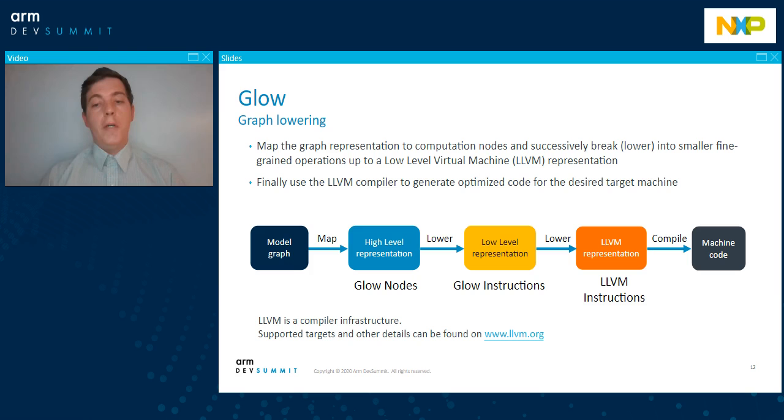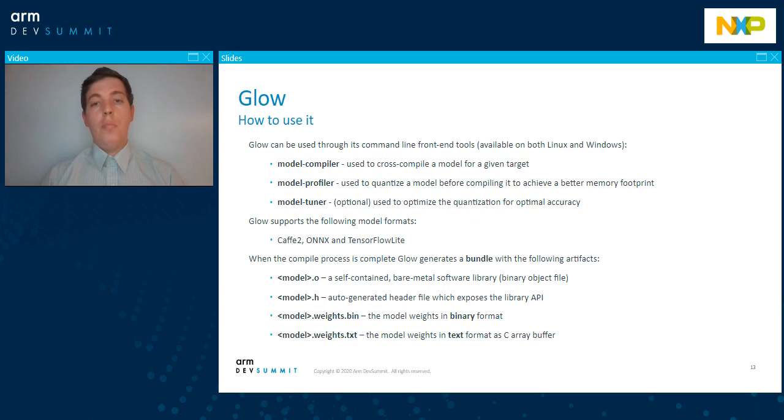Next, a couple of words about how to use basically this technology. So the Glow compiler technology can be used through command line front-end tools, which are available for both the Linux and the Windows environment. We have the so-called model compiler utility, which is used to cross-compile a model for a given target device. Next is the model profiler, which is used to quantize the model before compiling it in order to achieve a better memory footprint, around 4x improvement.